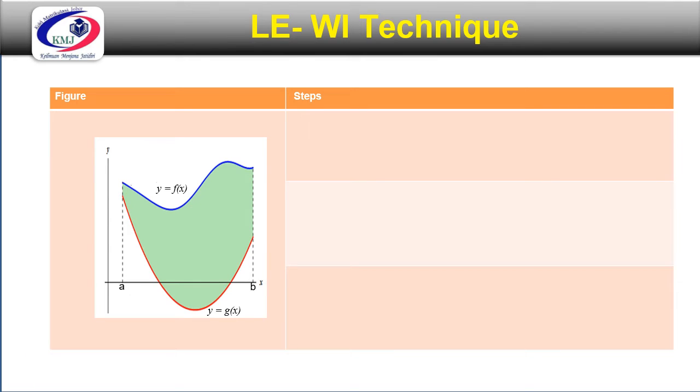Look at these examples. We are going to find the area of the shaded regions. Step 1, we draw the LEWI block vertically. So this is our width and this is our length. Step 2, we are going to determine the value of length and width.